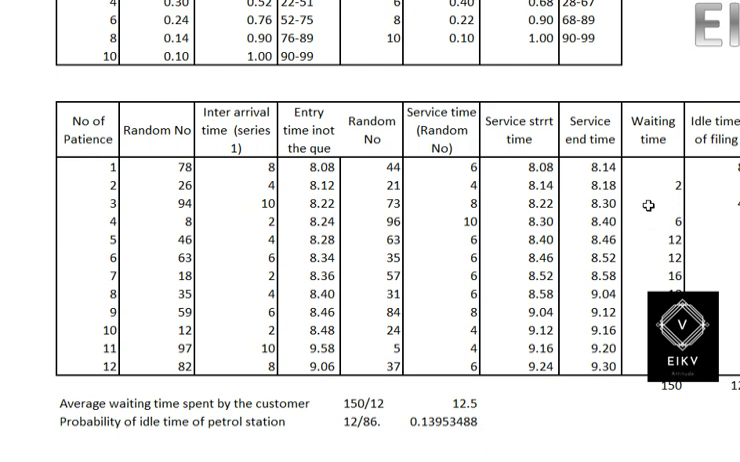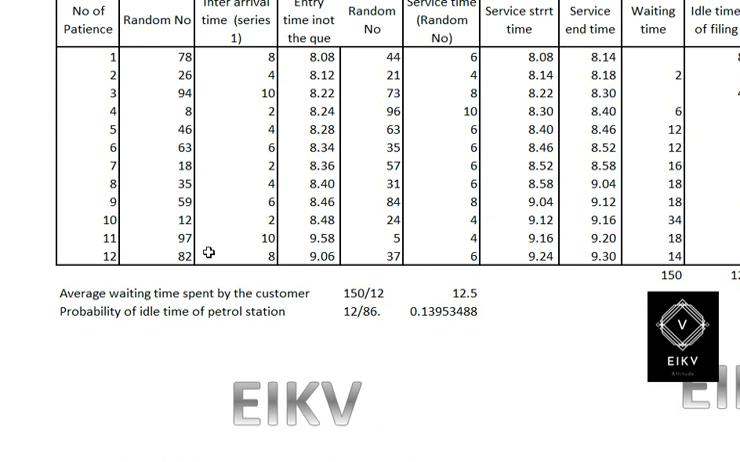So guys, in the same way you need to solve all the 12 random numbers of arrival as well as the service. After that, you need to take the average waiting time, which is 150 by 12, and the probability of idle time, which is 12 by 86.